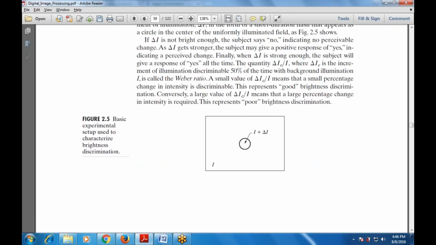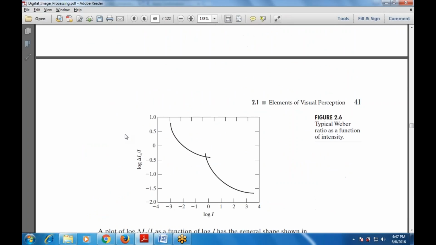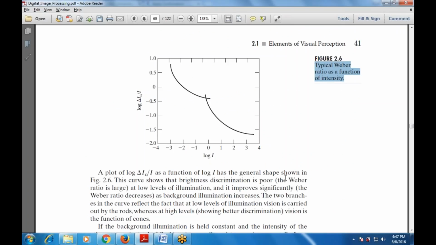Now this is used as I plus delta I. This is the basic experimental setup used to characterize brightness discrimination, and this is the typical Weber ratio as a function of intensity, available as log I. When we plot the log of delta Ic divided by I as a function of log I, that is a general slope that is shown in figure 2.6.